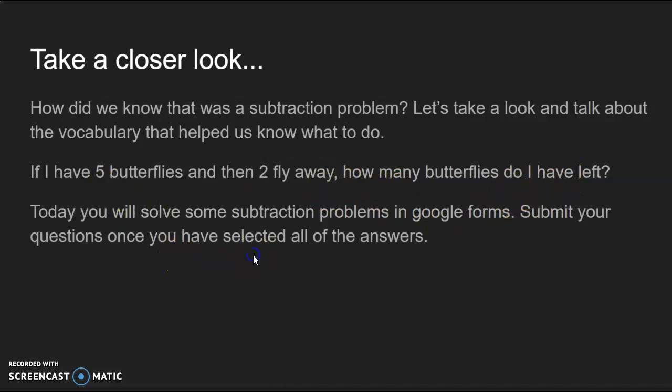Okay, so we know that we had butterflies and they flew away. So that tells us they're leaving and we need to take some away. We also had, how many do I have left? Okay, so we know that some flew away and I'm trying to figure out how many are left.